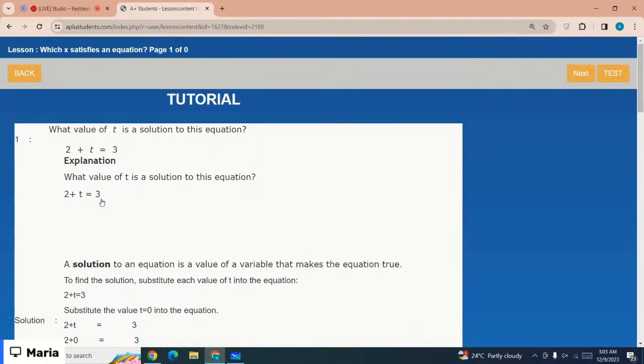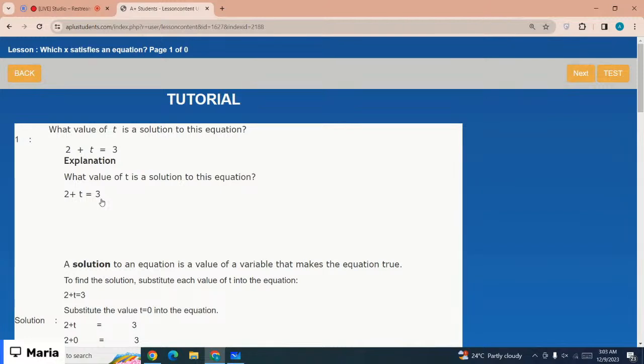Okay, so you are given the equation, right? You need to isolate the variable and calculate the value of the variable, and you need to calculate the solution. So what is a solution? A solution to an equation is a value of a variable that makes the equation true.